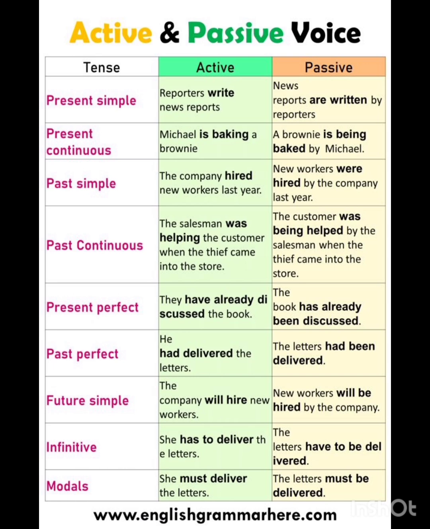Here also, as in the previous examples, I have divided these 3 columns, and in one column I've written tense, the other active, and the other one passive voice. So depending on the tenses, there are active voices, and when you're transforming those sentences in active voice to passive voice, you will have to check the tense of the sentence again and transform according to the rules. Like present simple, reporters write news reports. Here, if you transform to passive voice, news reports are written by reporters. Present continuous, Michael is baking a brownie. A brownie is being baked by Michael.